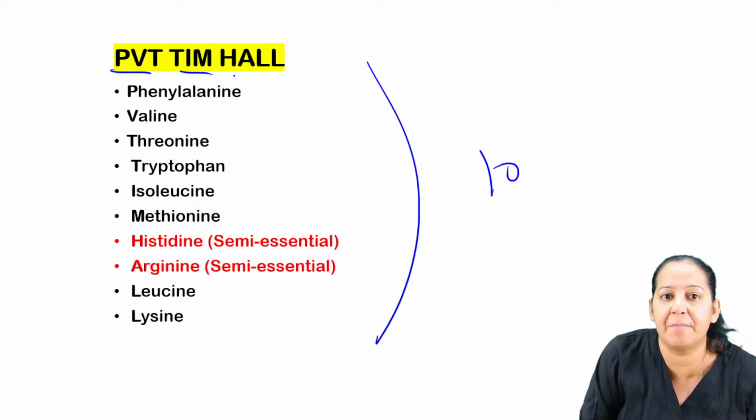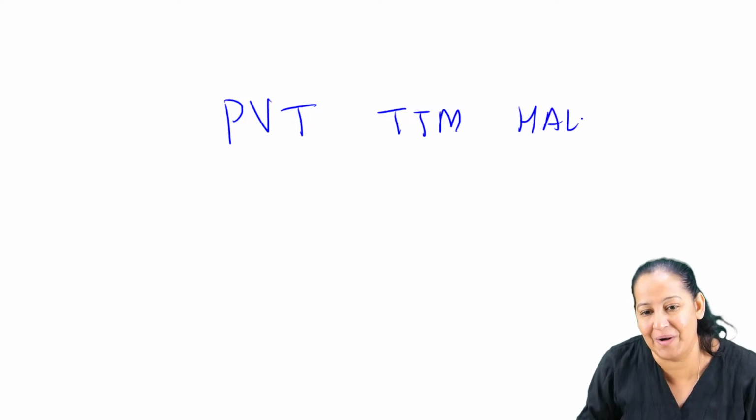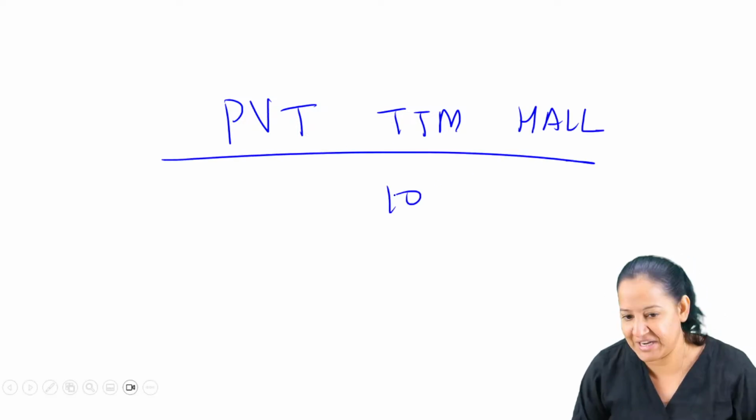The mnemonic is Private Tim Hall. How do we write private? PVT. PVT is private. PVT Tim Hall. HALL, Hall. So count, they are 10 in number. You can count, they are 10 in number.